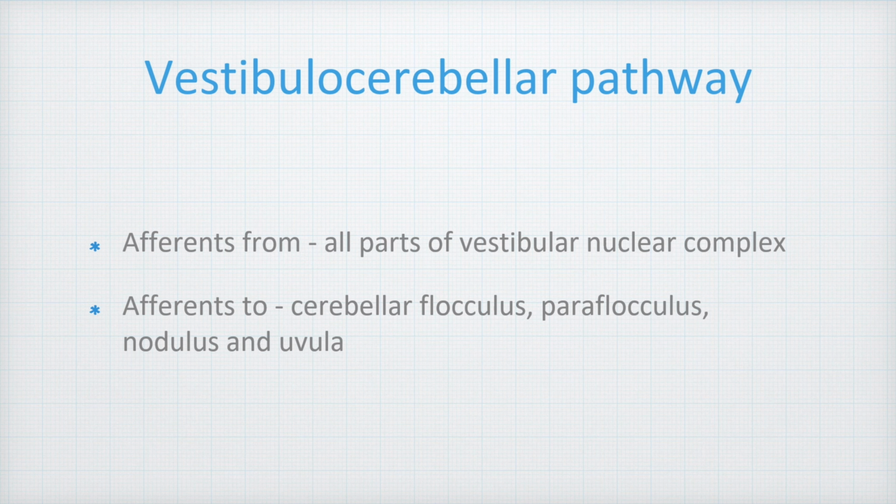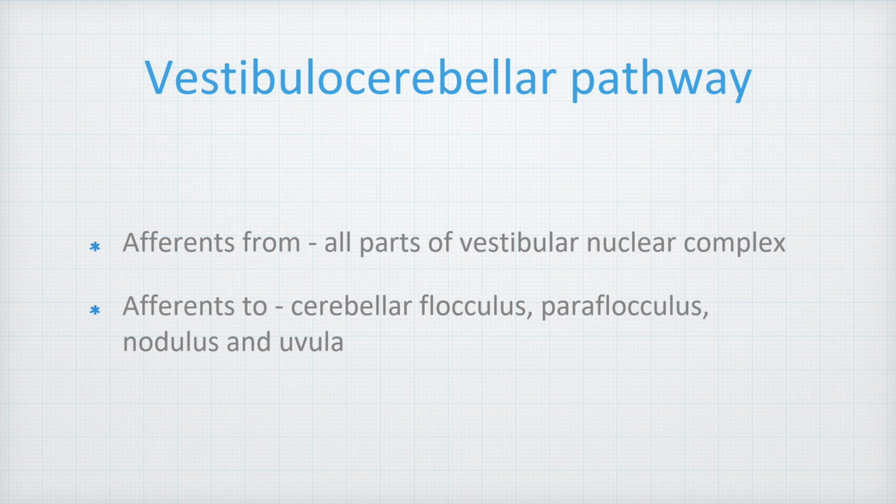In the vestibulocerebellar pathway, the afferents are coming from all parts of the vestibular nuclear complex, and they are going to different parts of the cerebellum. What parts are they? Flocculus, paraflocculus, nodulus, and uvula. Now this flocculus and nodulus are parts of the vestibulocerebellum which are very important. So important that they can actually create an internal model of the orientation of the head. So even in a very dark room, you can still maintain your balance because there is an internal model of your head rotation in the vestibulocerebellum which helps in maintaining balance.